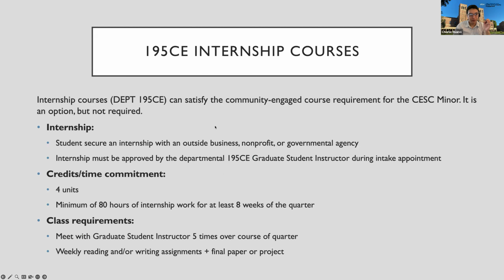Next up, I want to talk about one other way you can fulfill the community engaged course requirement, which is enrolling in a 195 CE internship course. It can satisfy the community engaged course requirement for the minor. You would have to secure an internship with an outside business, nonprofit, or government agency. It must be approved by the departmental 195C graduate student instructor during your intake appointment. It gives you 4 units. Some requirements are a minimum of 80 hours of internship work for at least 8 weeks of the quarter.